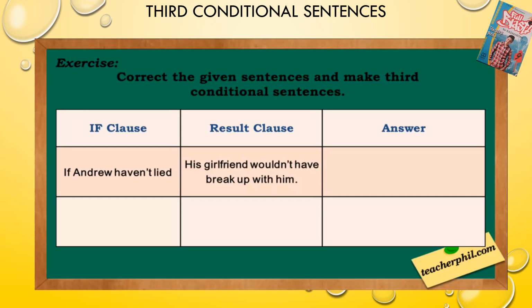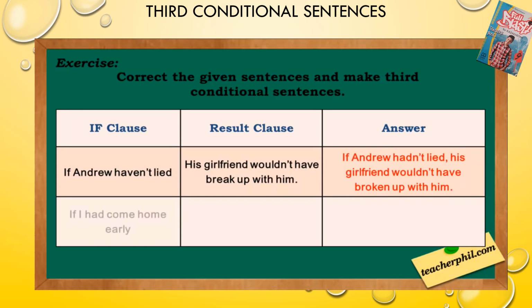The answer is, if Andrew hadn't lied, his girlfriend wouldn't have broken up with him. The if clause here is in present perfect. We need to change it into past perfect: if Andrew hadn't lied. The result clause, his girlfriend would have break up with him, is wrong, because after the auxiliary verb have, the main verb break up should be in past participle. His girlfriend wouldn't have broken up with him.